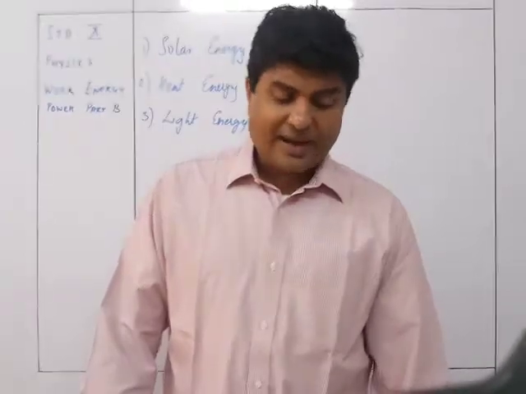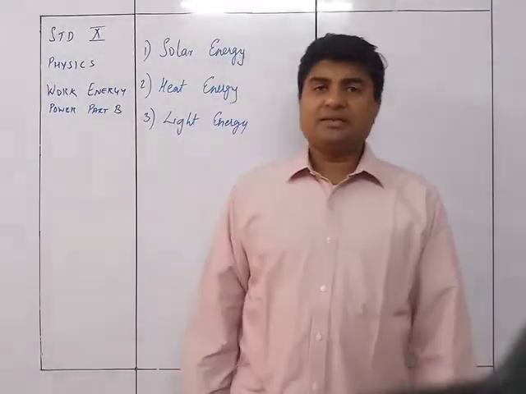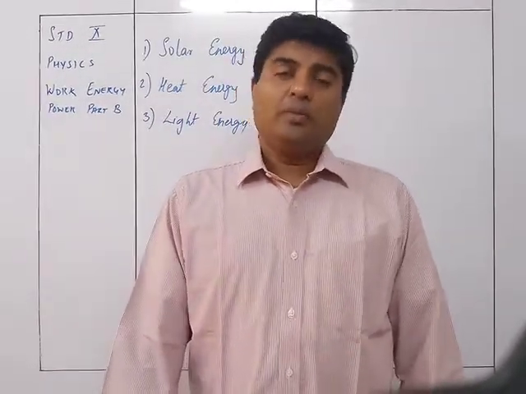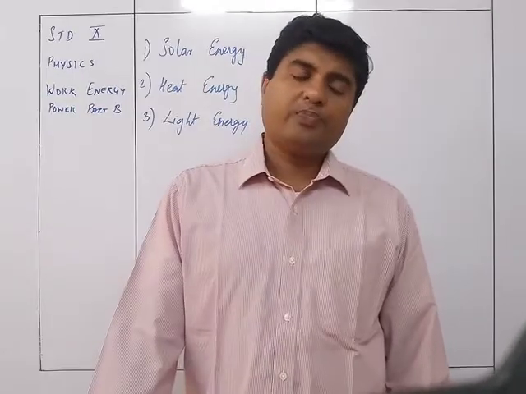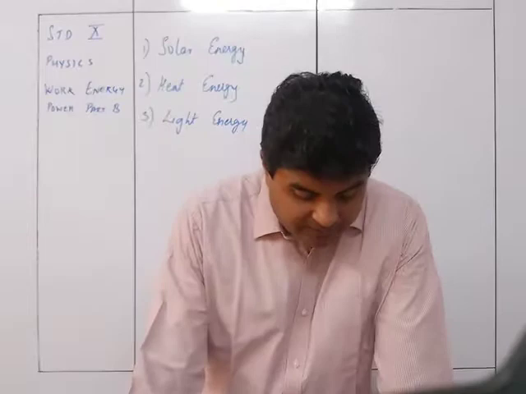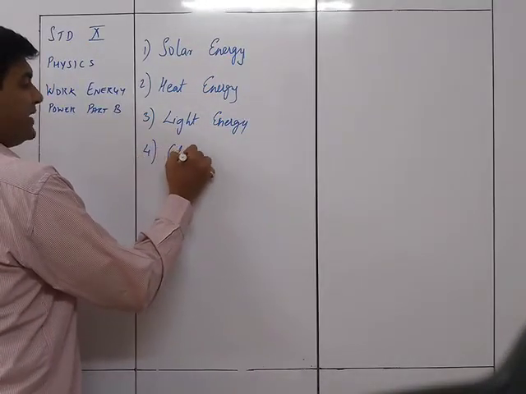So yes, we get light energy not only from the sun, but we also burn certain things, and when you burn certain things, we do get light. Like a candle, when you burn a candle, we get light energy too. Okay. The next one is chemical energy, or the fuel. So that one is the chemical energy.